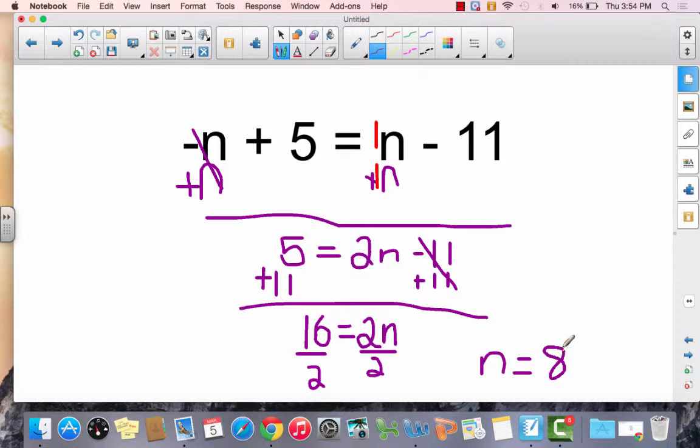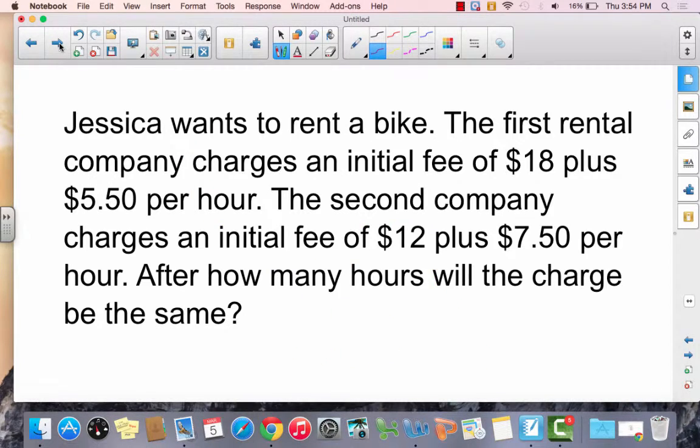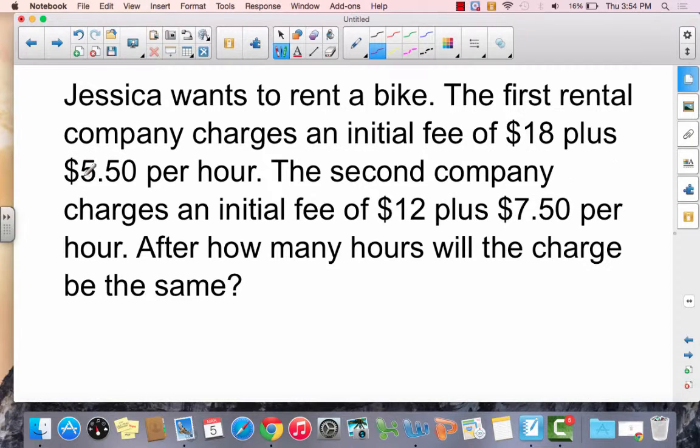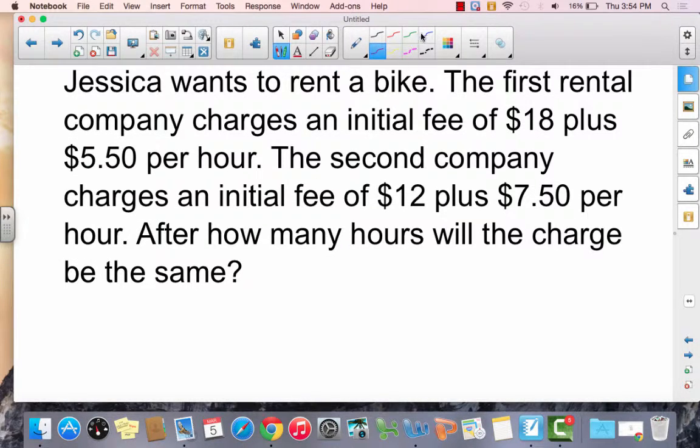Sometimes you're going to be given a word problem, and you have to create an equation that looks like this from the information given to you. So we're going to try that right now. The problem tells me that Jessica wants to rent a bike. The first rental company charges an initial fee of $18 plus $5.50 per hour. The second company charges an initial fee of $12 plus $7.50 per hour. And the first part of the question is asking us after how many hours will the charge be the same.